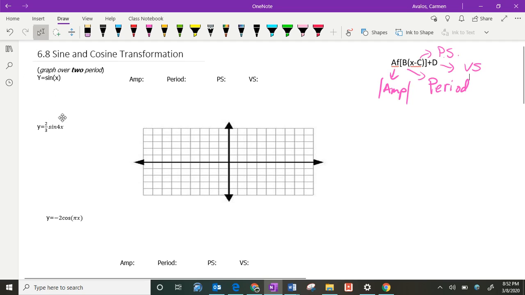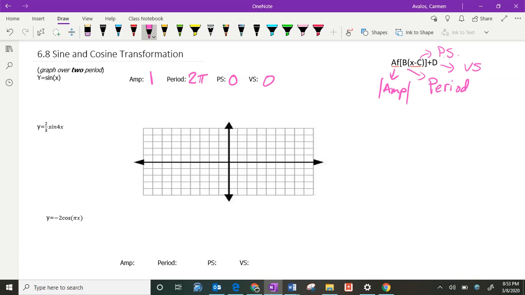So let's say I was graphing just a basic sine. The amplitude, or the vertical stretch and shrink, is just going to be 1. The period for this, when it does one full cycle, is going to be 2 pi. There is no phase shift because we're not moving it left or right. And there is no vertical shift up and down because we're not moving it up and down.